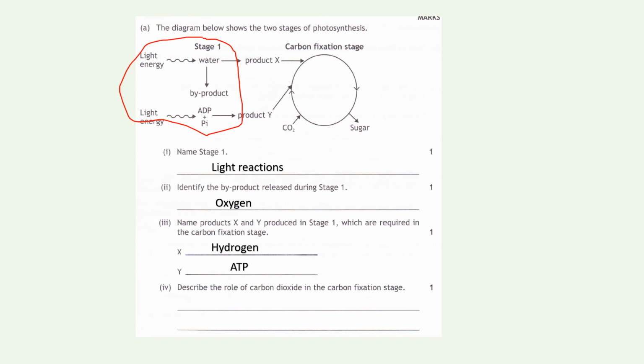Then we get asked to describe the role of carbon dioxide in the carbon fixation stage. So we should have put combines with hydrogen using ATP to produce glucose, or you could have put sugar instead of glucose. So well done if you managed to get that correct. If not, then go back and watch the video again.